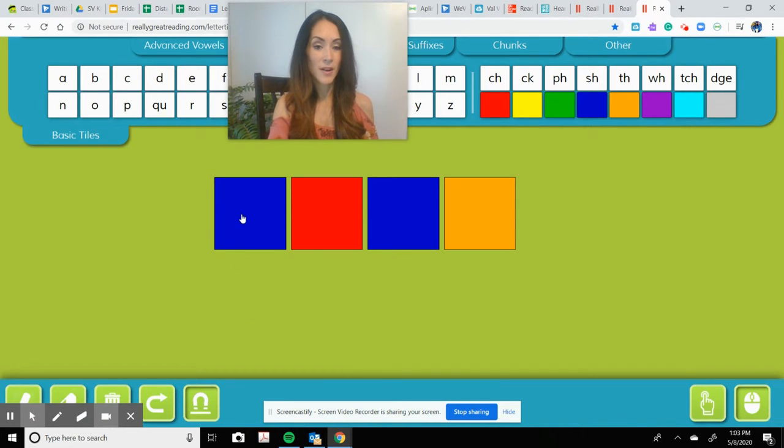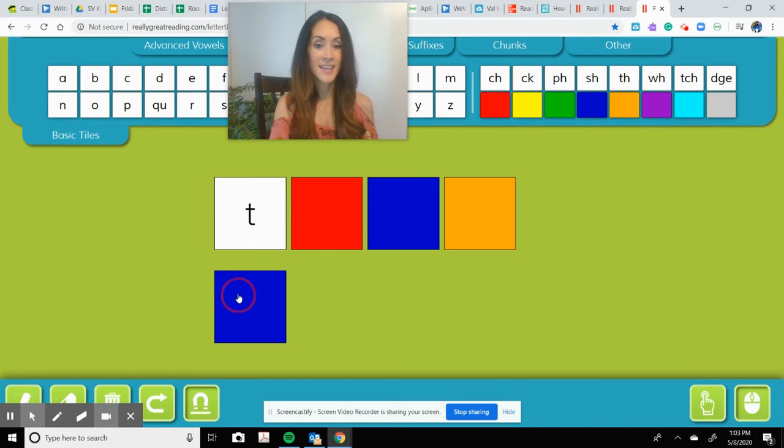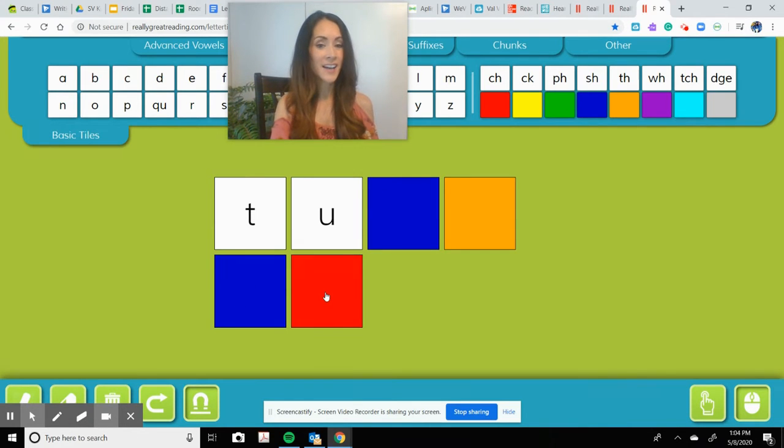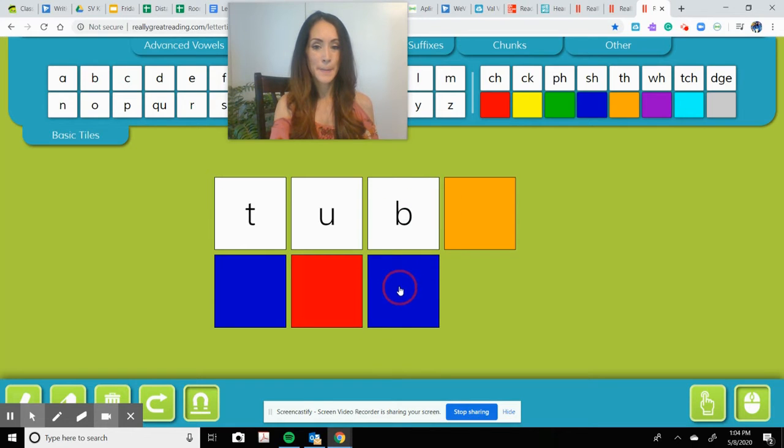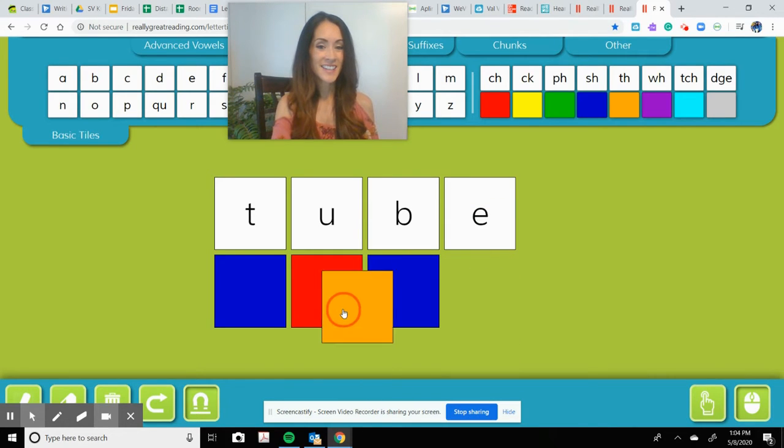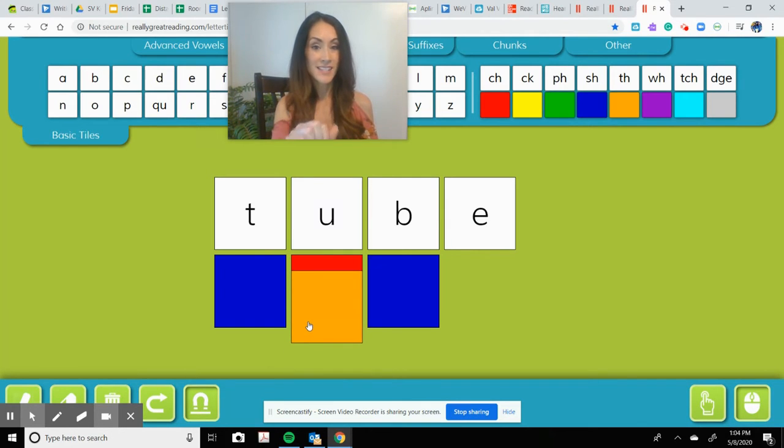This time, our word is going to begin with the T sound. T, U, B. Stretch it out. Tub, tub. Let's add our magic E. It's going to sneak over and give you some of its power, right? So now we have tube, tube.